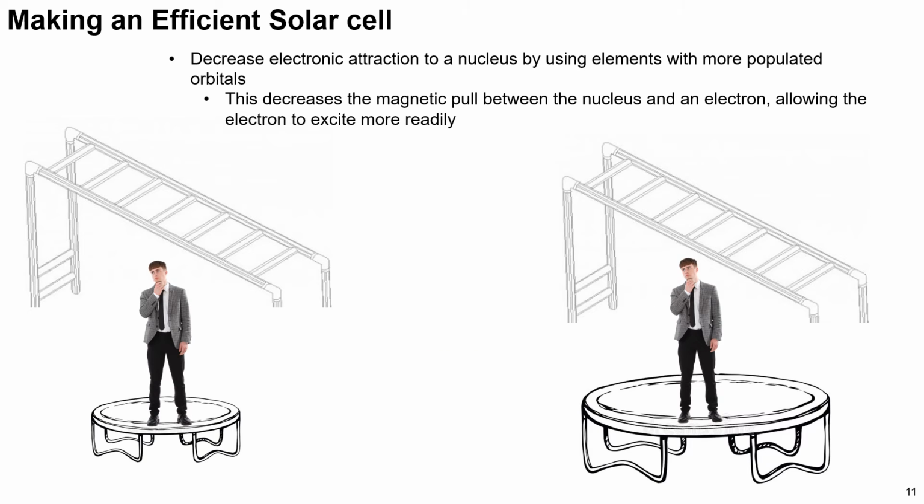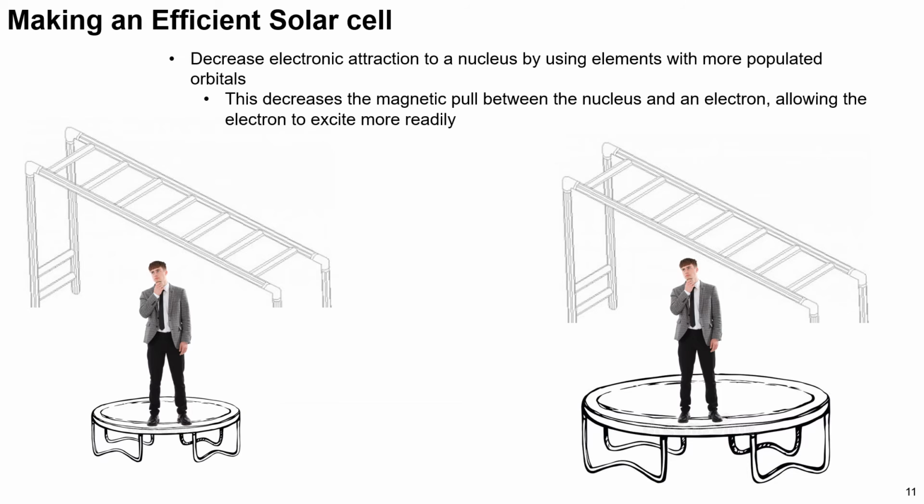Another way to make this man's journey up to those monkey bars is to make a bigger trampoline. If you've ever jumped on one of those really small trampolines, they kind of suck. But on a big trampoline, you can get pretty high in the air. In this case, that man could get to those monkey bars a lot easier.